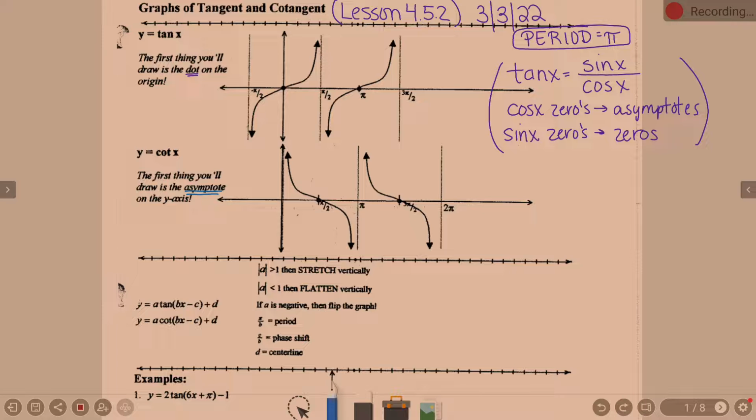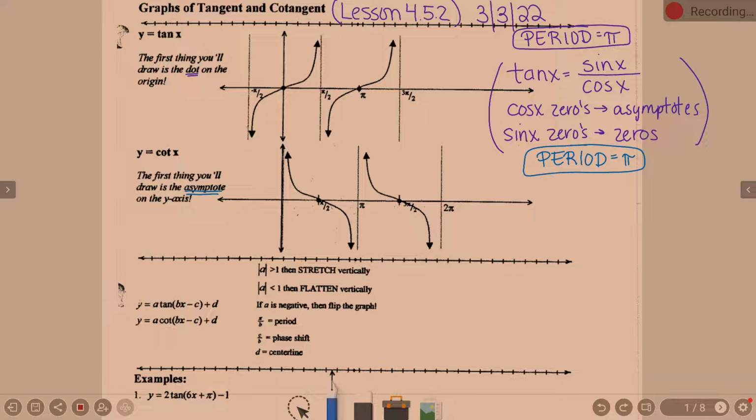Again, asymptotes happen once every period. What's my period? How often are asymptotes happening? 1 pi, 2 pi, 3 pi, 4 pi. So just like tangent, the period is the length of pi. That's one big thing to keep straight. Sine and cosine, the period was 2 pi. Tangent, cotangent, my period is 1 pi.